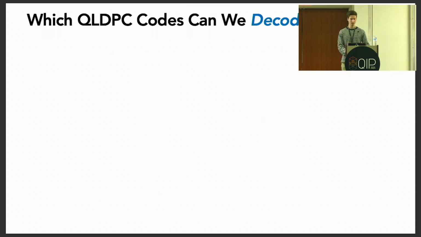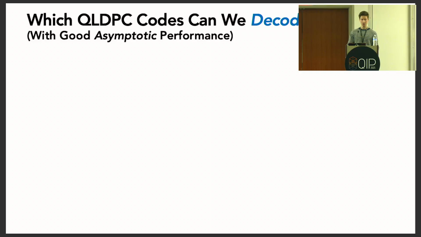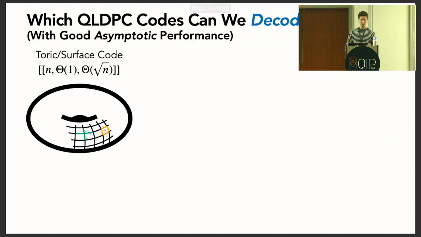Great. So which quantum LDPC codes can we decode efficiently? One catch here is that I'm focusing on asymptotic performance in this talk, so there's a lot of great work focusing on finite size instances. Here we're giving asymptotic algorithms with good asymptotic performance. It is a whole other question to translate these algorithms to the practical regime. But on the one hand, we have the surface or the toric code, which has parameters: for length n code, it encodes a constant number of logical qubits at distance roughly root n. And this code does have an efficient decoder, for instance, based on a minimum weight perfect matching algorithm.